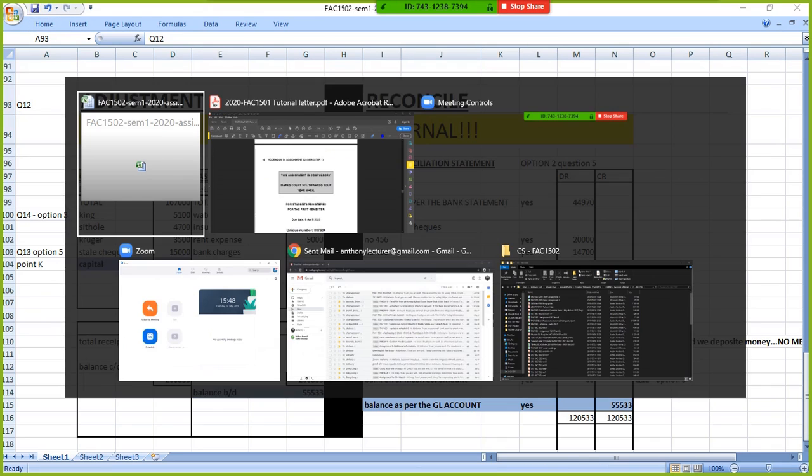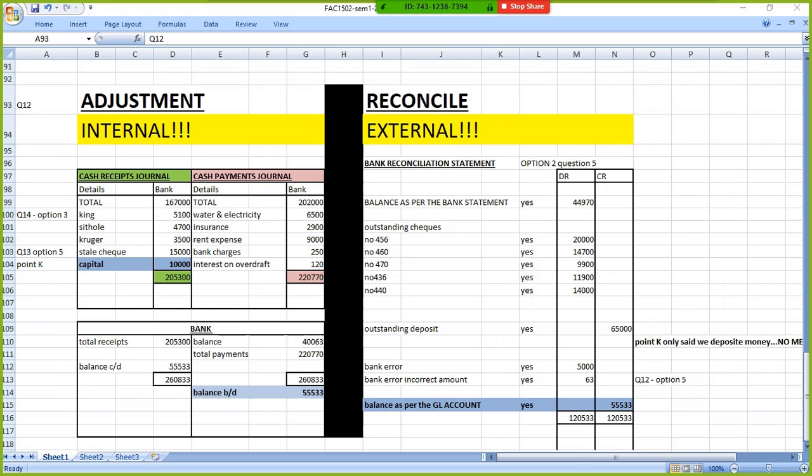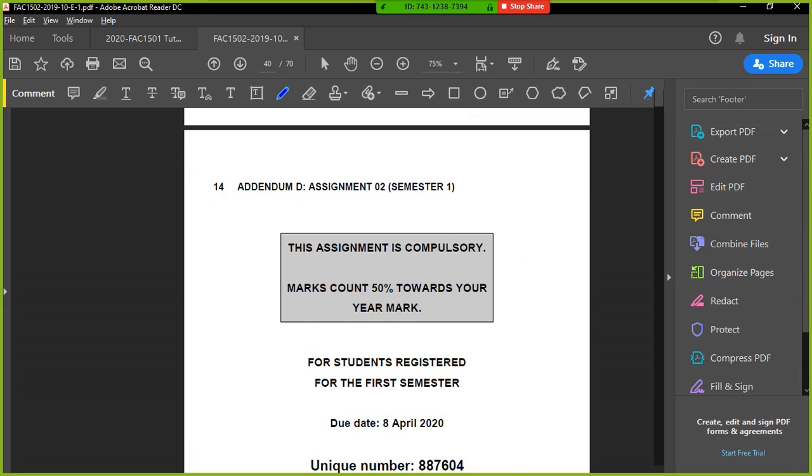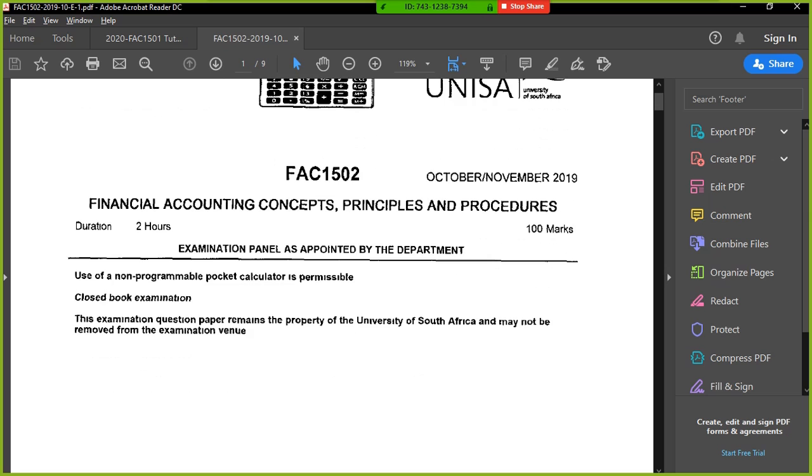Let's open up the past paper. Okay, let's find it. Where is it? Okay, let's see here. Past papers. 2019. This one. Last year's paper. The most recent one. Okay, this came from last semester. I think I've got the May-June one. I don't think I've got this one.